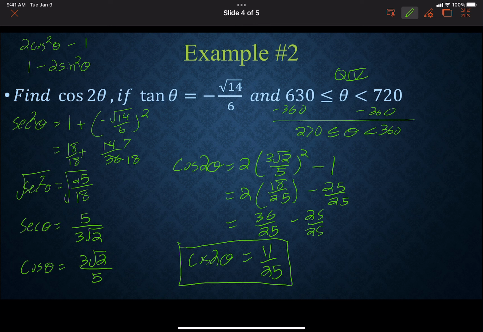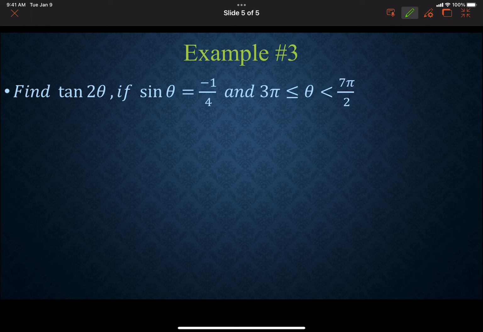All right, so that's the general idea for the cosine 2 theta. Use what's given to you to figure out either sine or cosine. Substitute into your formula. As for tangent 2 theta, again, quadrant information kind of important. Let's subtract 2 pi here. Figure out where we're operating in. Pi to 3 pi over 2, so we're operating in quadrant 3. So tangent single theta will be positive, but tangent 2 theta could be positive or negative based on the calculation as it works out.